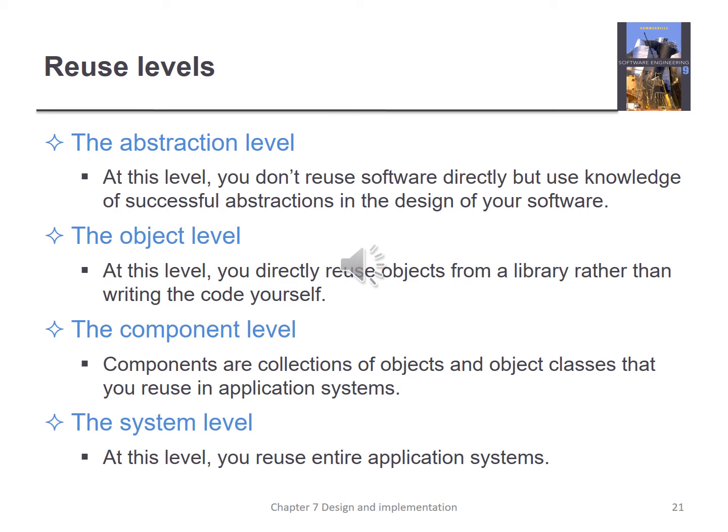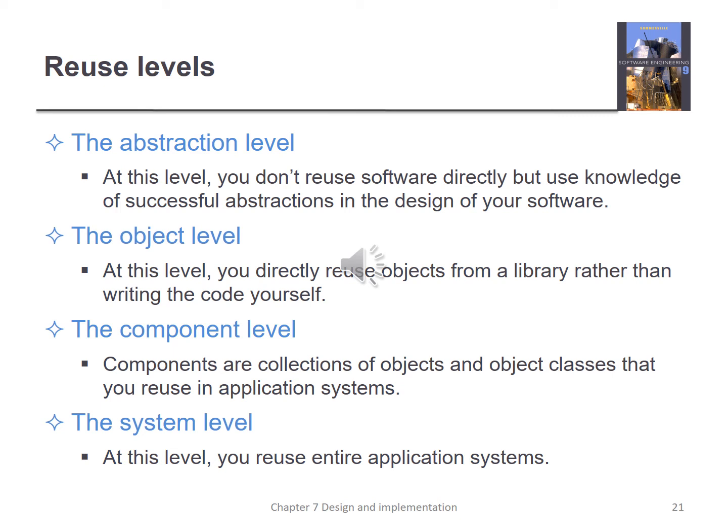Reuse actually comes in many different levels. We use an idea sometimes, at an abstract level. At this level, you don't reuse software directly, but you use knowledge of a successful abstraction in the design of your software. So you could really use an idea of a system, an abstract thing, whatever.